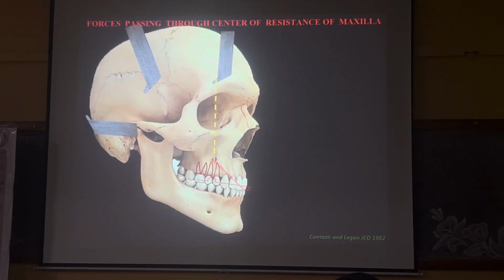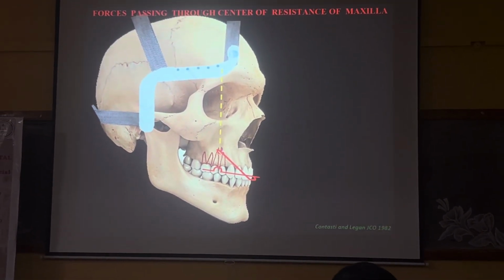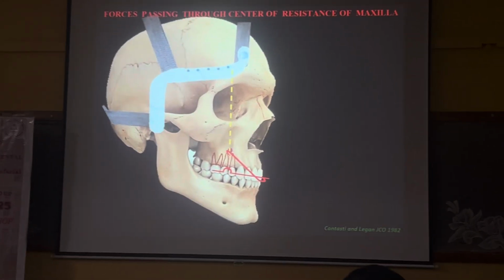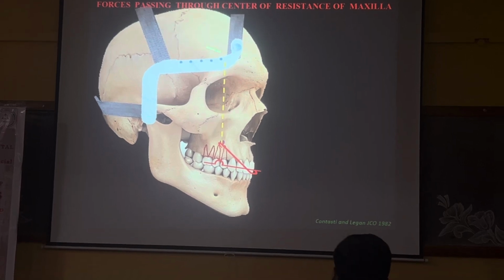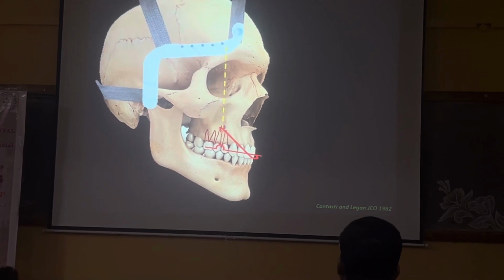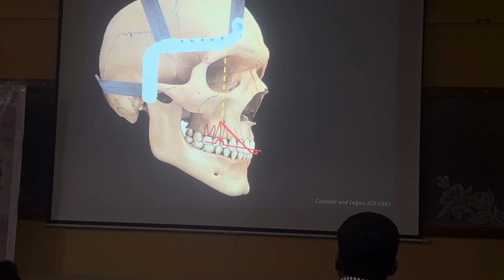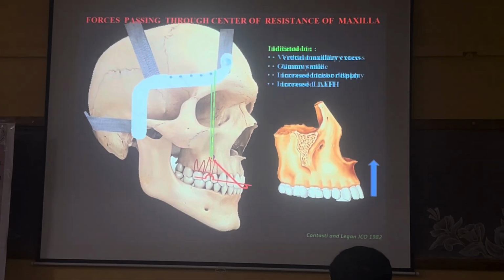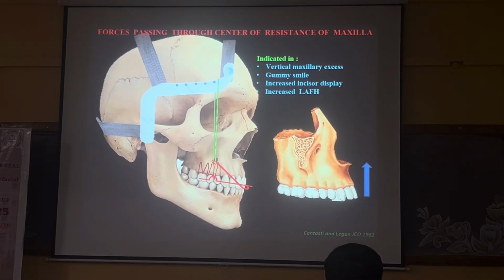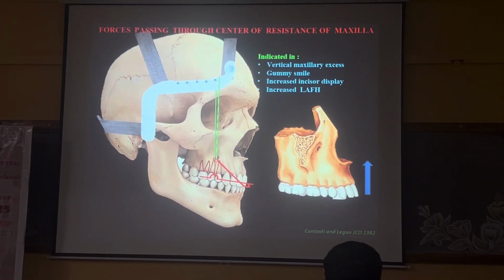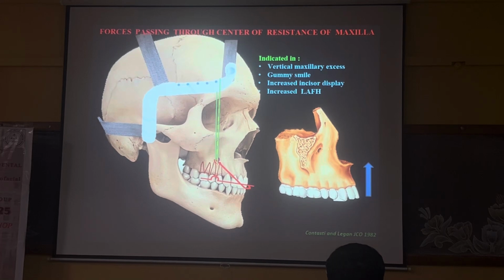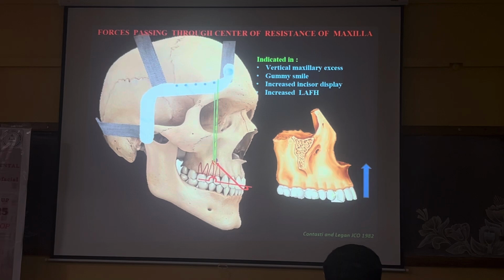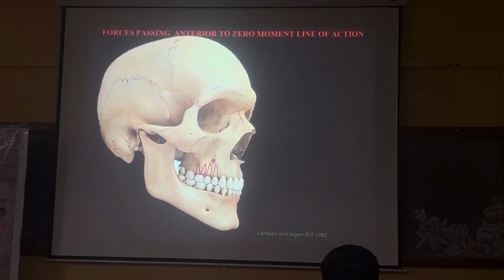Now let us look at the vertical pull headgear. Nothing much, it is only the design of the headgear which is different. And these are for elastics. You don't use power modules in this type of headgear. Now if I have to go through the center of resistance, I will get a translatory movement. Now all of you know. And these are the indications: vertical maxillary excess, gummy smile, increased incisor display, increased low anterior facial height. You can understand by this movement itself what the indications are.